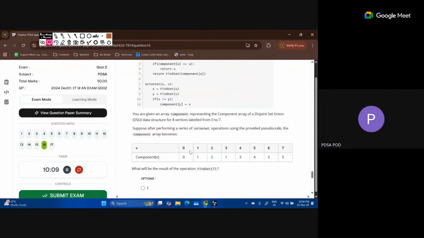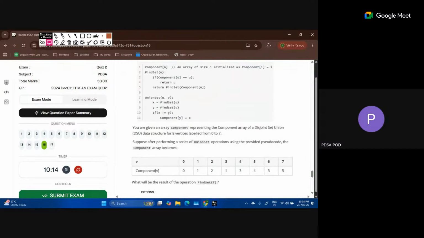Now the question is, on this particular array we are applying find set of 7. Find set of 7 is 5, then we apply find set on 5. We are doing recursion again, right? Yes, you have to apply recursion. So find set of 5 is 4, find set of 4 is 3, find set of 3 is 1, and find set of 1 is 1. Because component of u matches u, we end there and return 1. Okay, got it.